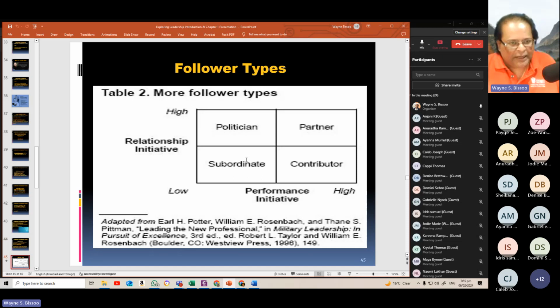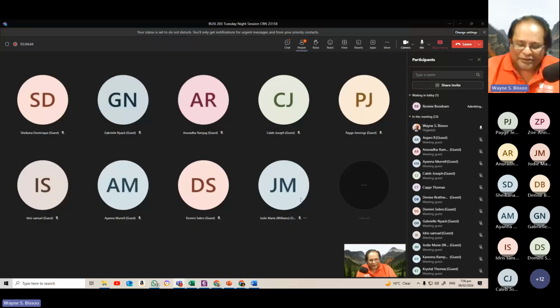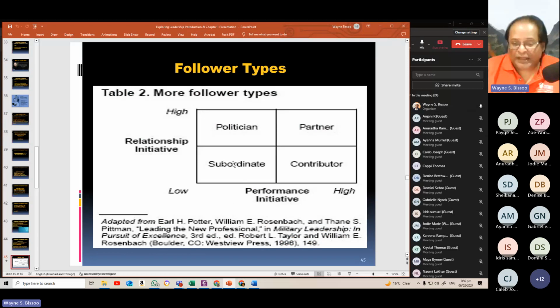One of the first things you can look at in terms of analyzing the types of followers you have around you is this matrix, where we're looking at the relational initiative of the individuals among your followers against their performance initiative. I want you to think about this as how you behave when you have group work. I know all of you have had lots of group work. How do you behave? Are you a partner, a subordinate, a politician, or a contributor? Do you exhibit high relational initiative with high performance initiative as a partner? Or are you a subordinate? You sit back and wait for everybody to do everything and then do what everybody else tells you.